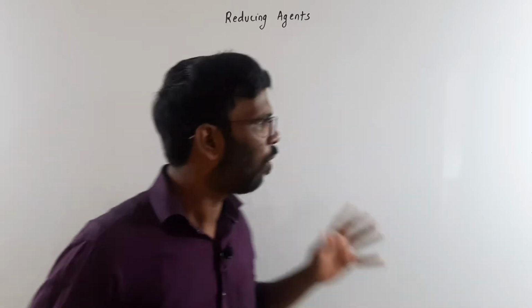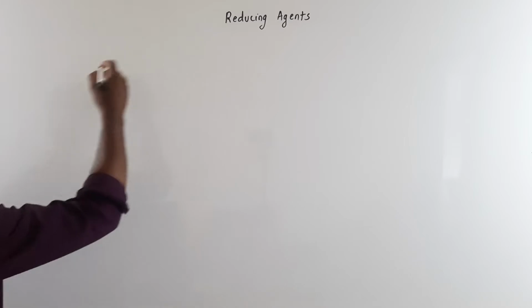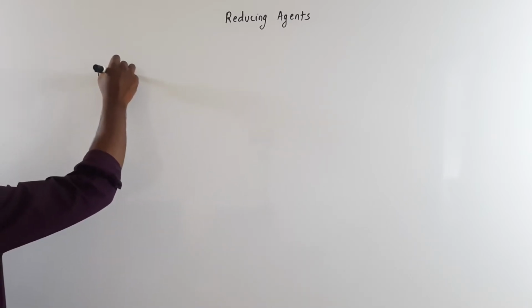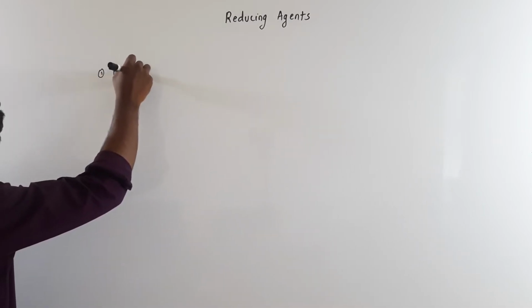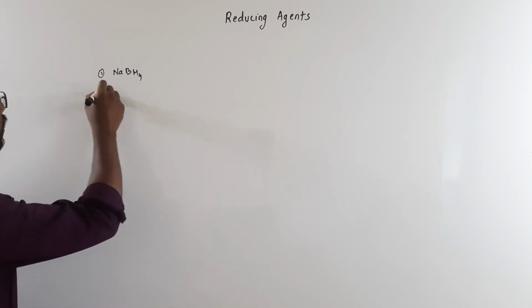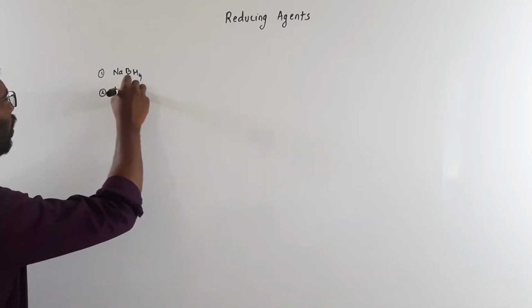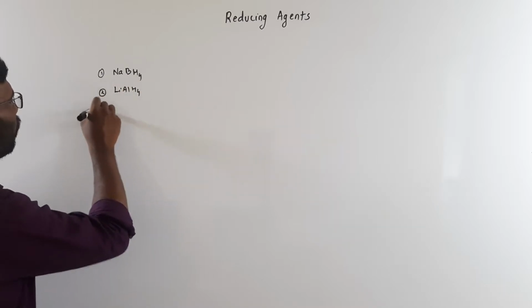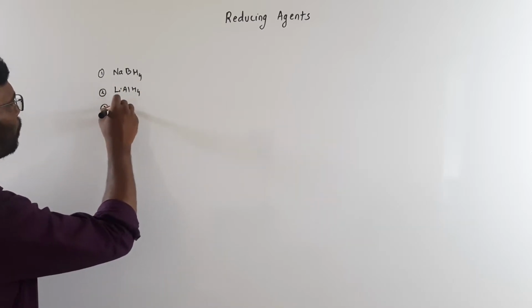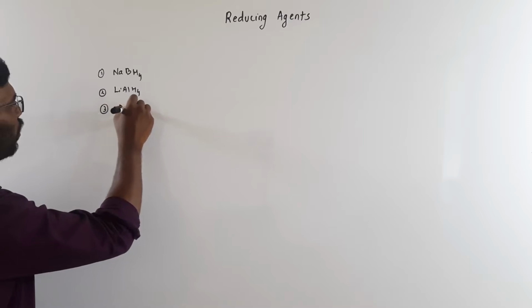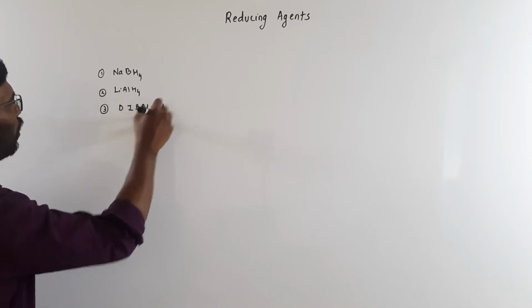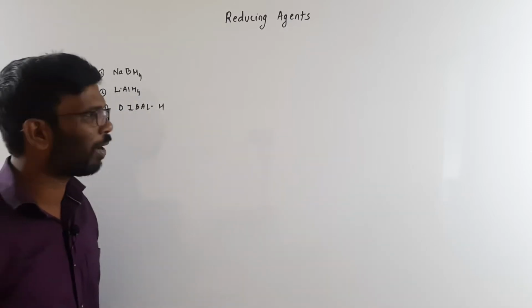Hello students, here we are going to learn about the different reducing agents. I will just list all the reducing agents over here. The first reducing agent we are going to learn is NaBH4, sodium borohydride. The second reducing agent is lithium aluminum hydride. Third will be DIBAL-H, diisobutyl aluminum hydride.